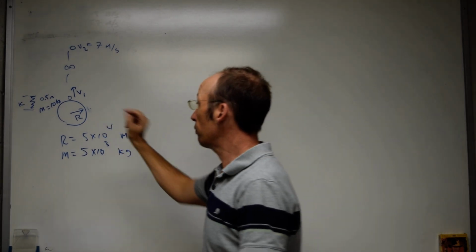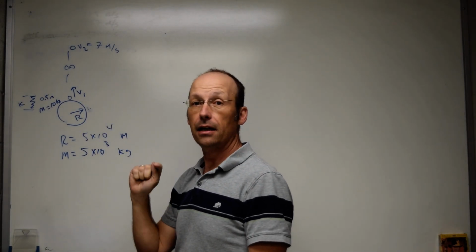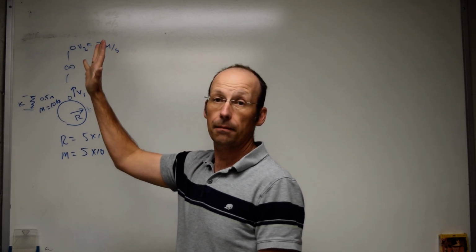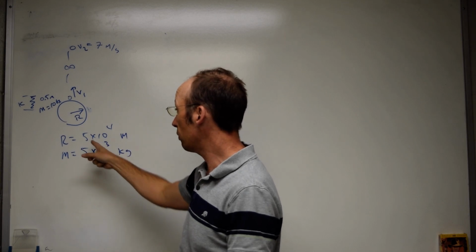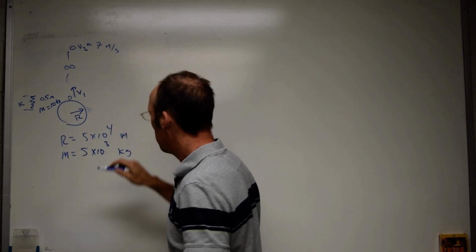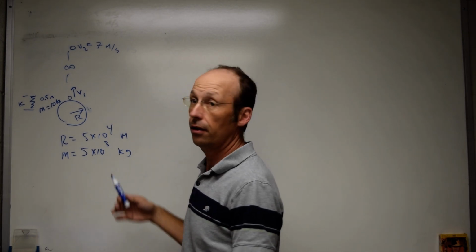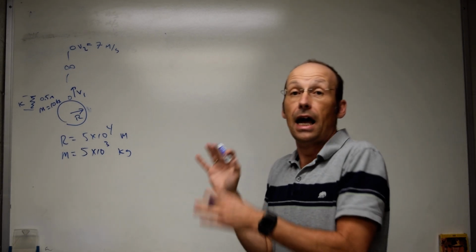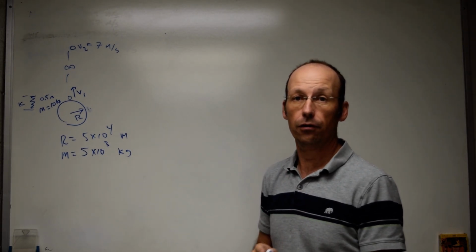Okay, on this asteroid is a rock, and you want to throw this rock as fast as you can, such that it ends up really far away with a speed of 7 meters per second. So the asteroid has a radius of 5 times 10 to the 4th meters and a mass of 5 times 10 to the 3rd kilograms. And so now the question is, how fast do you have to throw it? It's the second part of the question, but let's do the first part first.